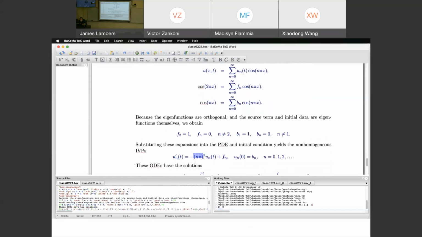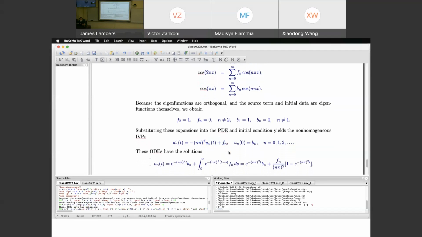Now this expression may be different. It could be like n pi over L, or it could be n plus a half pi over L that goes here. Your source term coefficients go here. The coefficients of your initial data are the initial data for your ODEs. So what goes in here depends on the boundary conditions and your spatial domain.